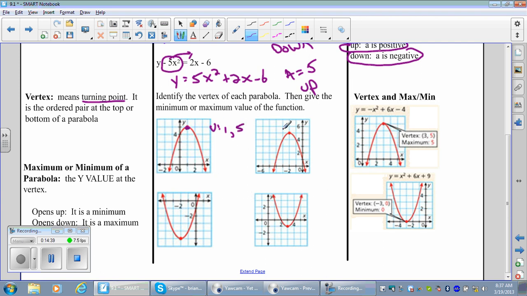All right, and we could pick out the vertexes. Why don't you go ahead and pick out those vertexes? Don't worry about the maximum or minimum, but I do want you to pick out the vertexes on these 4 problems. And this last page we'll talk about when we get into class.